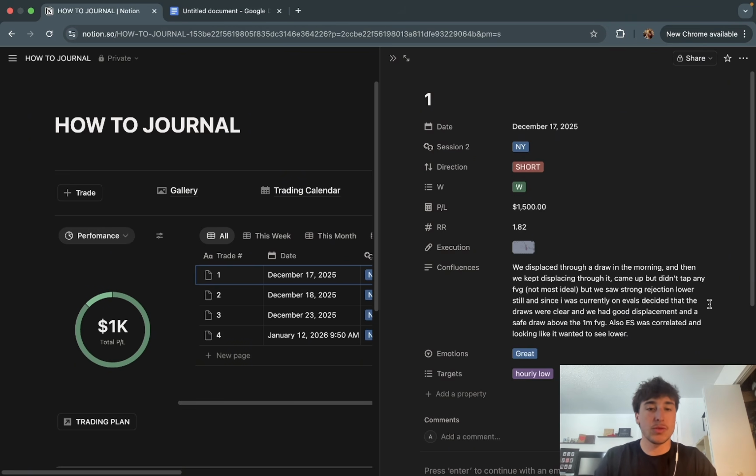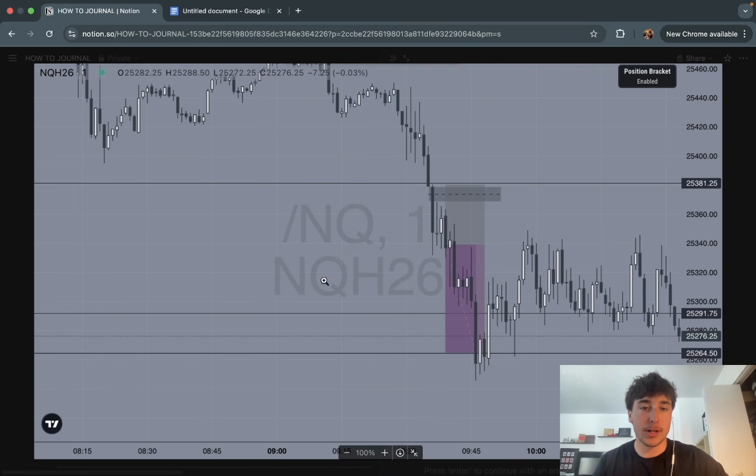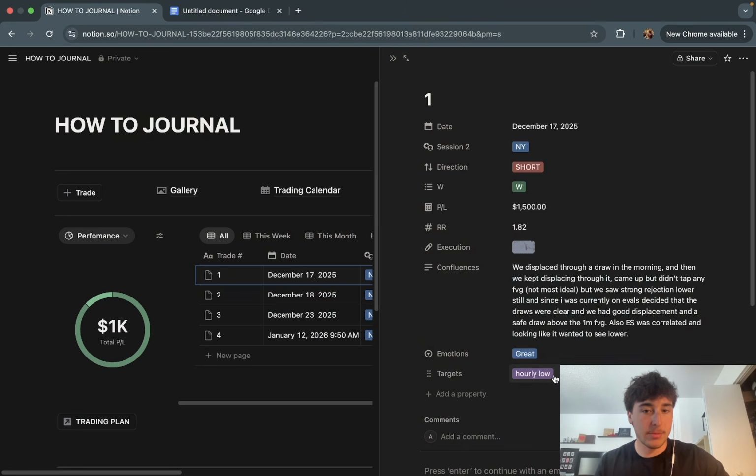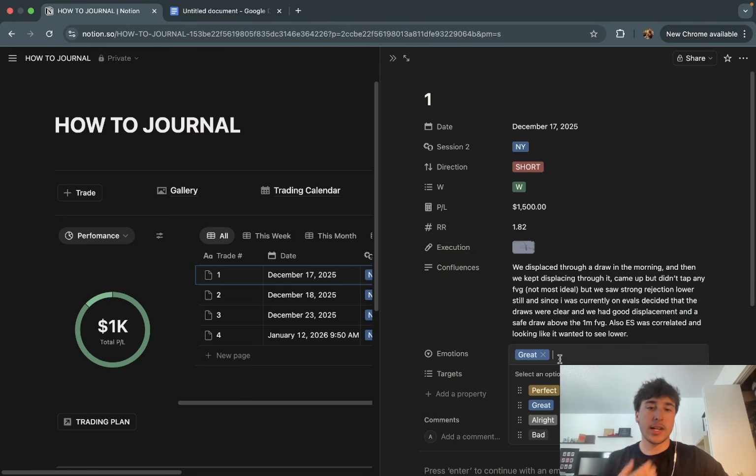And also ES was correlated, so it looked like it definitely wanted to go lower. So yeah, pretty simple. Just going over my thought process about this whole trade, good draws. And then the targets were just hourly lows, I'll get into that later. And then the emotions on the trade.